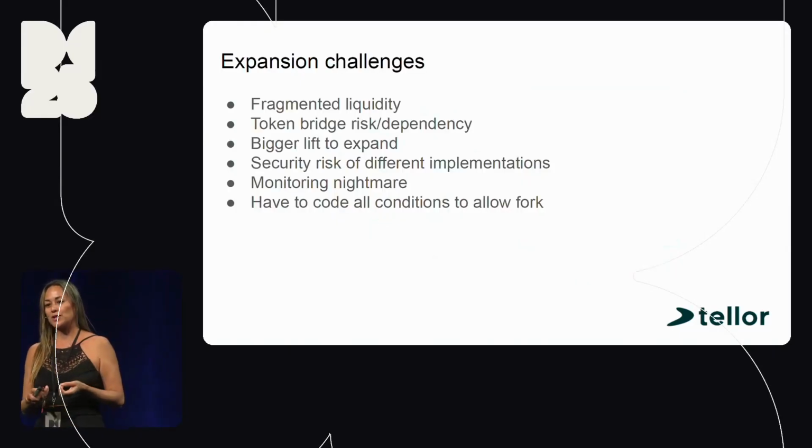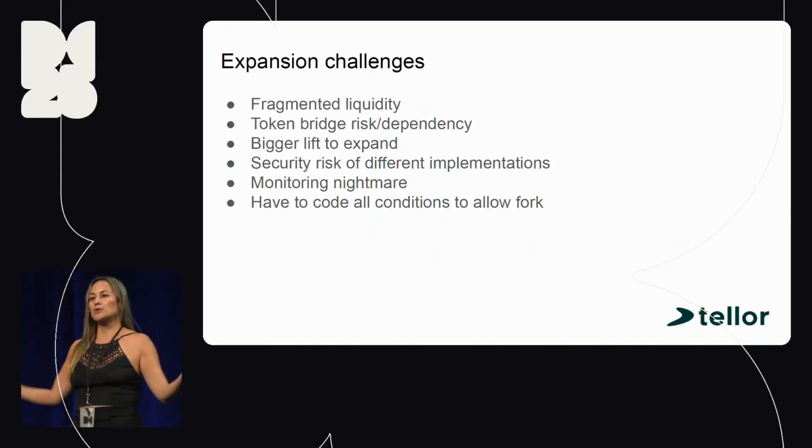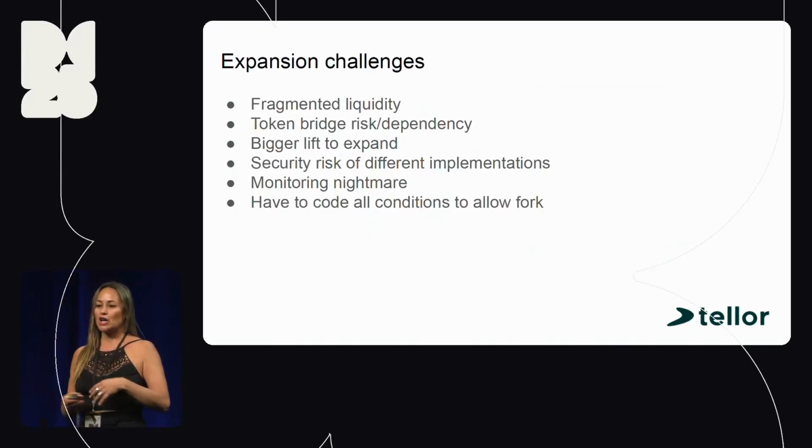The problem that we then were facing was, okay, we want to support all of these ecosystems that are emerging and all of these new chains, and it seemed like every week there was another chain that popped up.